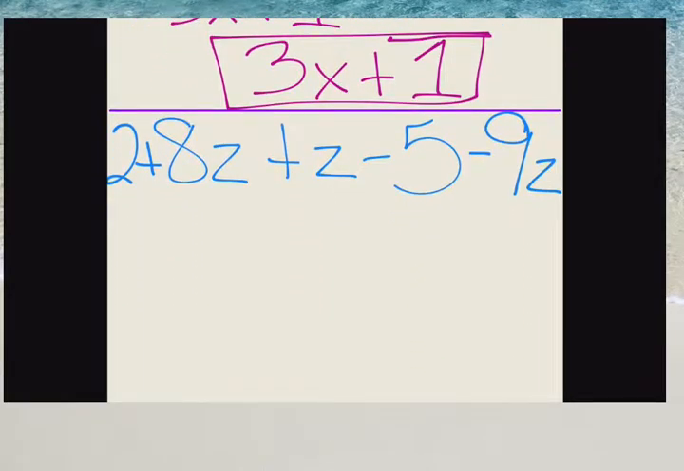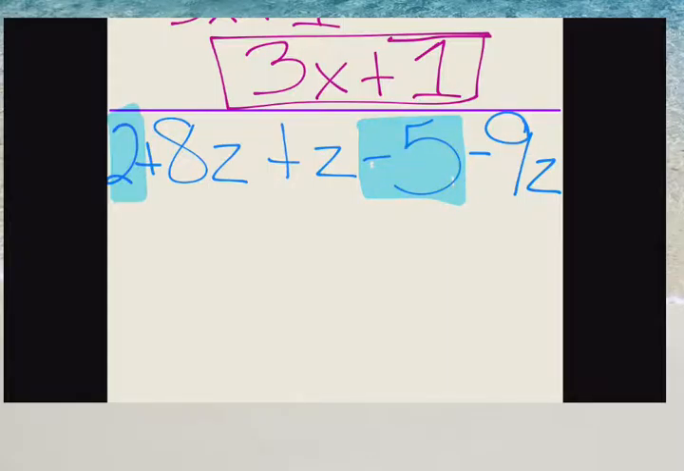All right, let's go to the next part. Next expression we have is 2 plus 8z plus z minus 5 minus 9z. All right, again, let's start by color coding. So I'm going to start with my 2. Since 2 is a constant, meaning no other variables are attached, I'm going to go ahead and color code any other constants I see. So -5 is a constant.